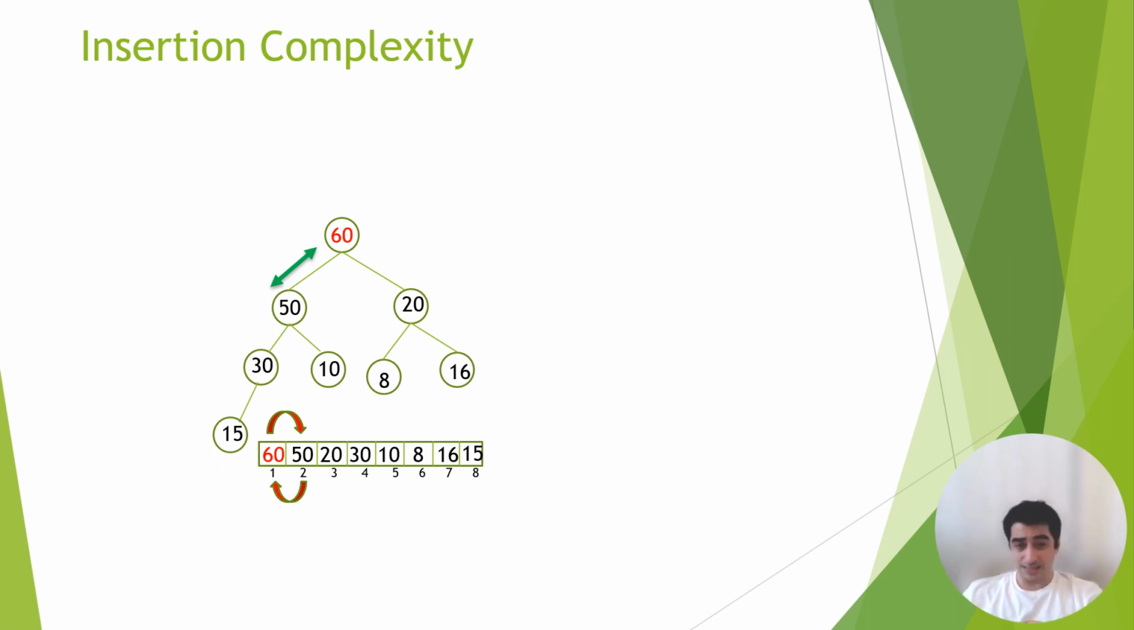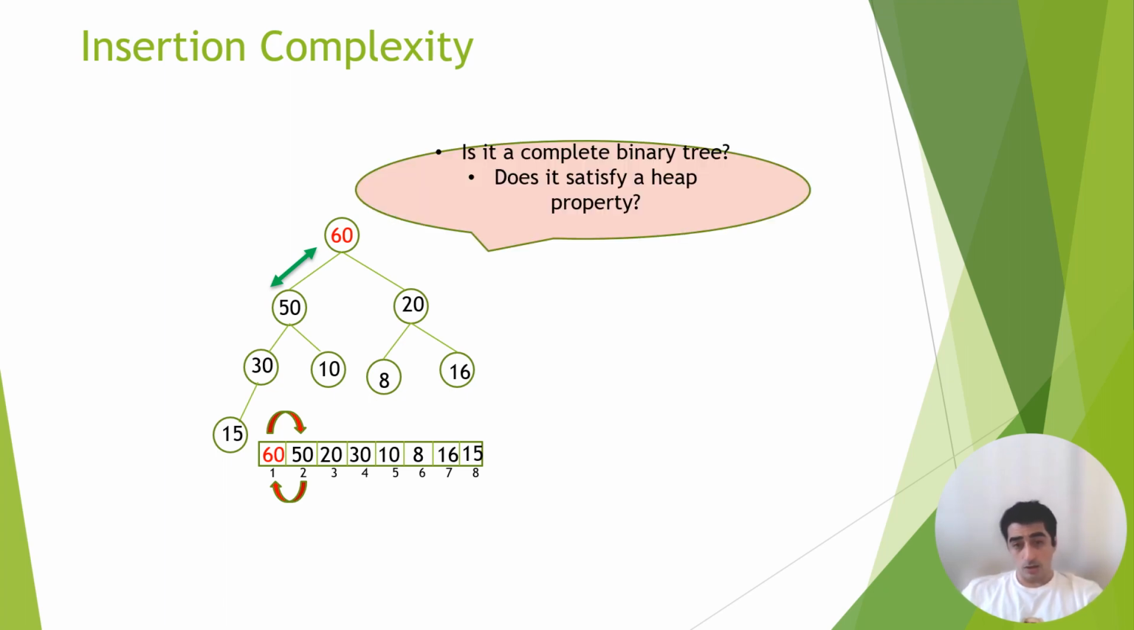Insertion is now completed. 60 is the new root because 60 has the highest value. Now you can check whether you have a valid heap or not. It is a complete binary tree and it satisfies the max heap property. Therefore, it's a max binary heap.